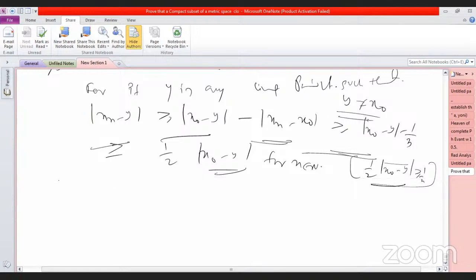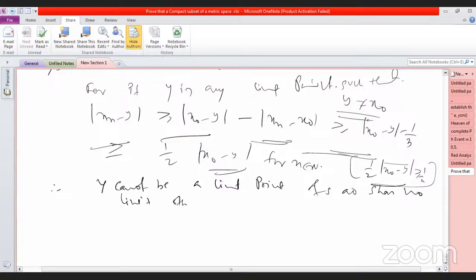So y cannot be a limit point of S, and S has no limit point other than x naught. Now, is S infinite or finite? S is finite. Very good. Why finite?